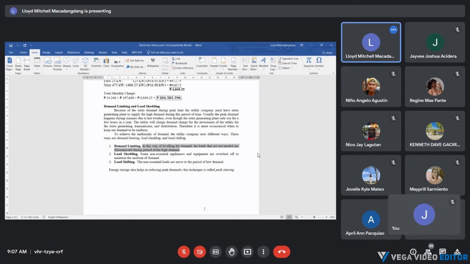So demand limiting: the unneeded loads are disconnected. Load shedding: some non-essential appliances and equipment are switched off to maintain uniform demand. Then load shifting: the non-essential loads are moved to the period of low demand.